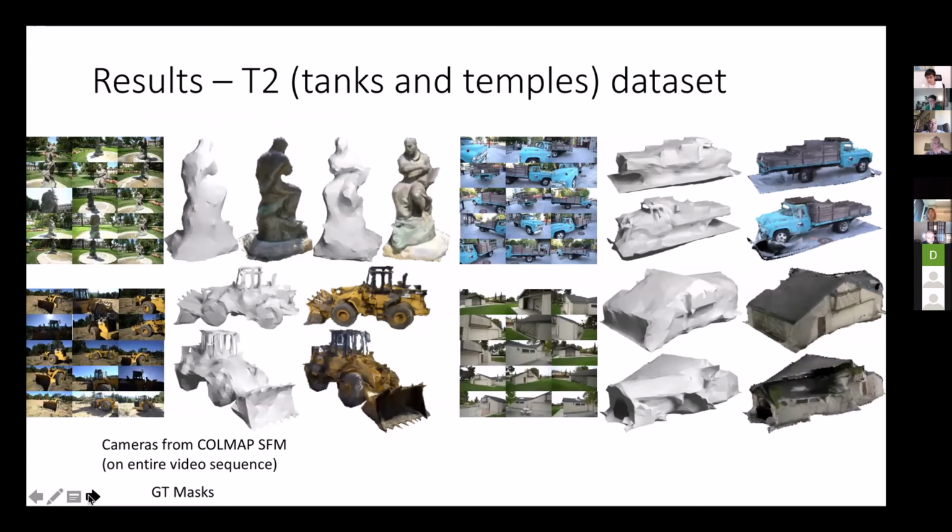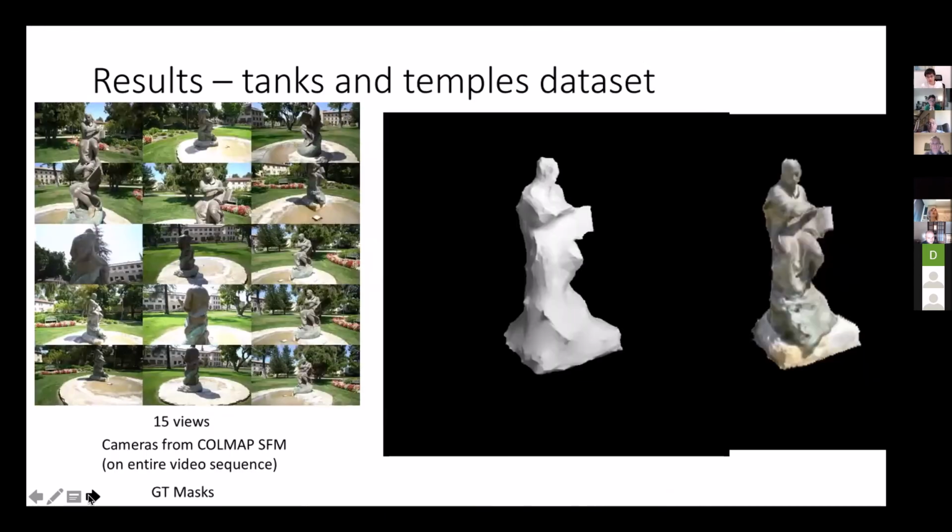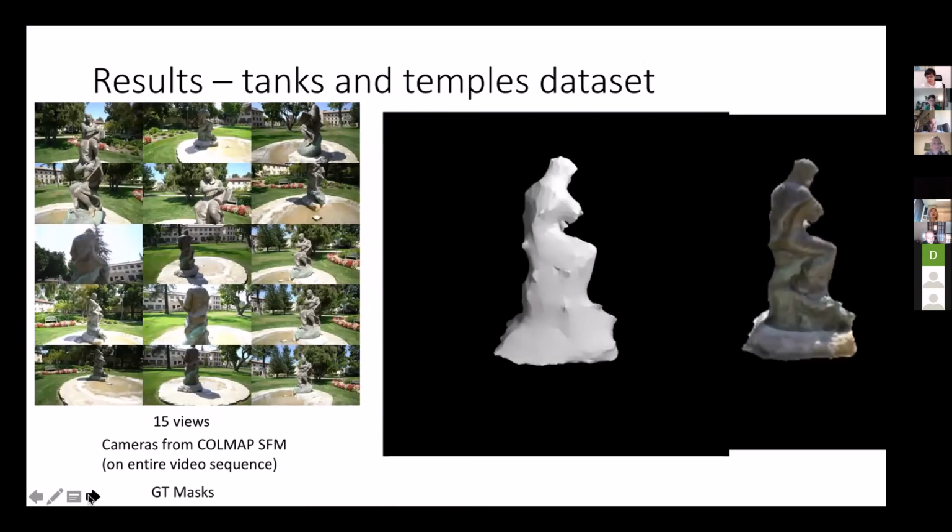And here are some more results on the Tanks and Temples data set. And again, COLMAP, I'm not trying to say COLMAP is bad. COLMAP does what it does. It finds the cameras and it finds sparse reconstructions. For dense reconstructions, you need to go to NeRF or our technique. So more reconstructions.